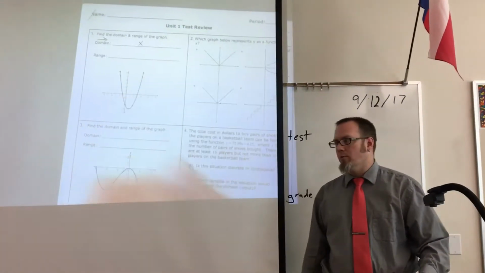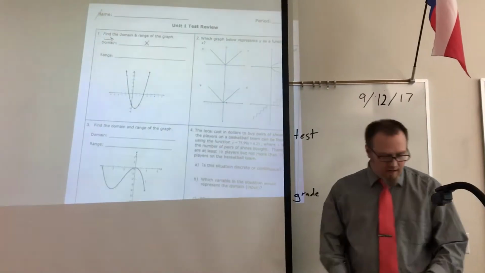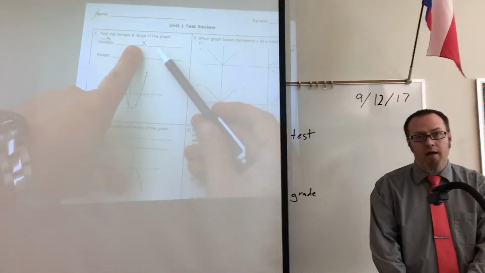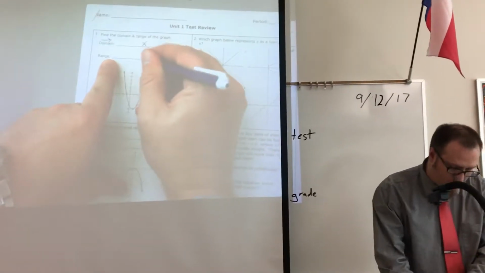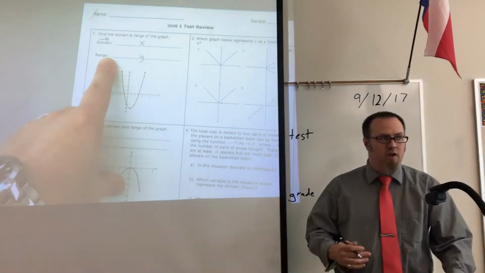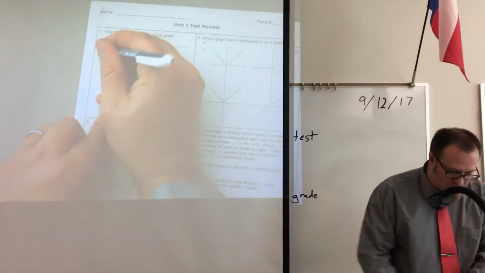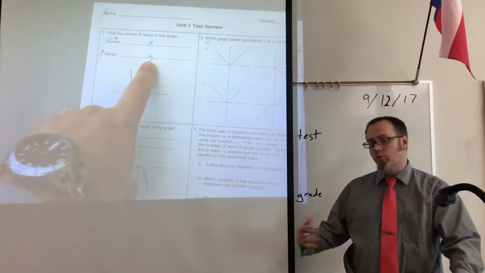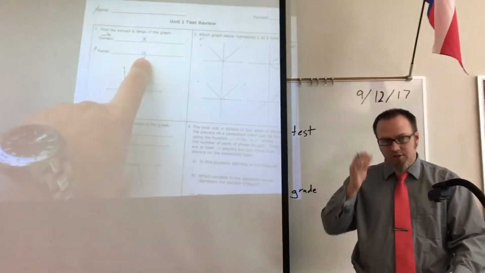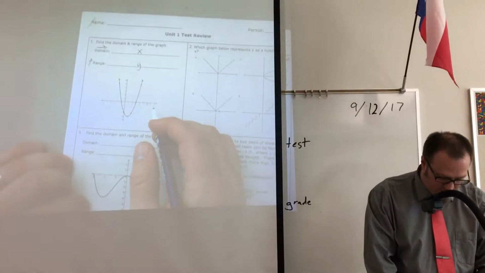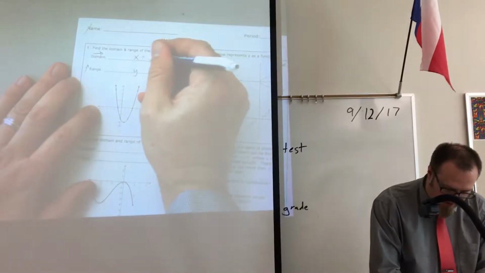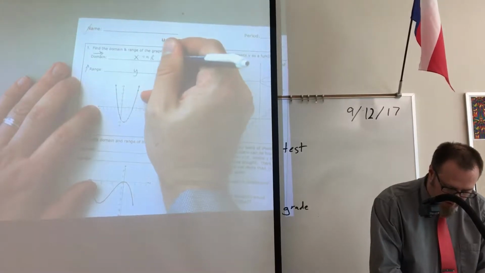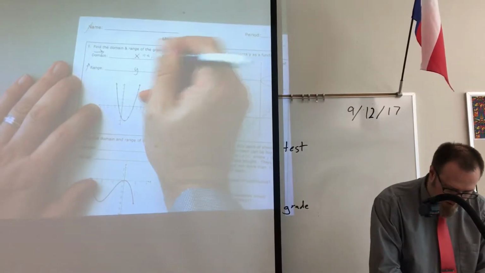So if you're doing this one multiple choice and you see answer choices for domain that are Y, cross them out. They're not correct. If you see answer choices for range along the same lines, if the answers for range don't have Y, they are wrong because range is always Y, domain is always X. And this one, it never stops going left or right. So X is all real numbers, okay?